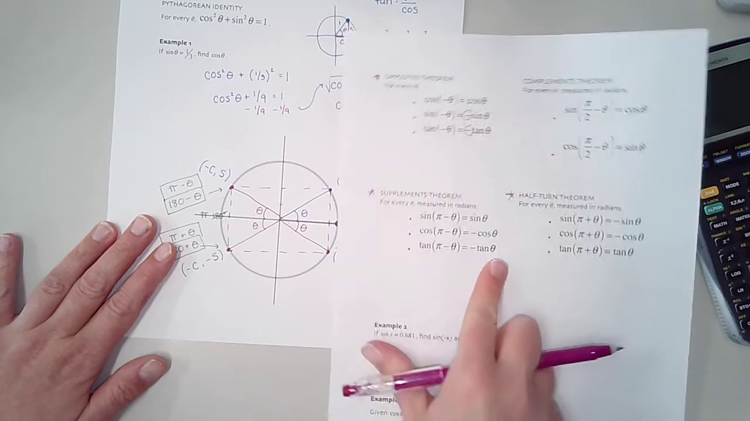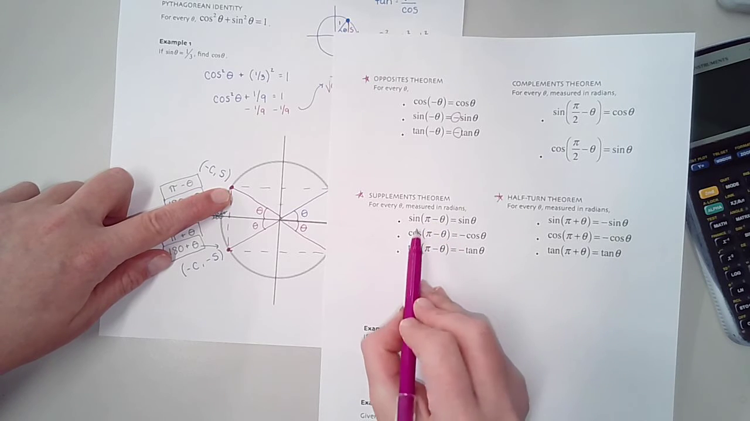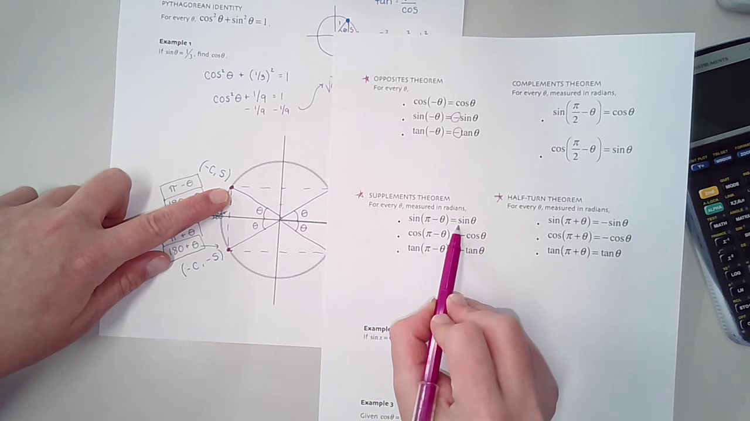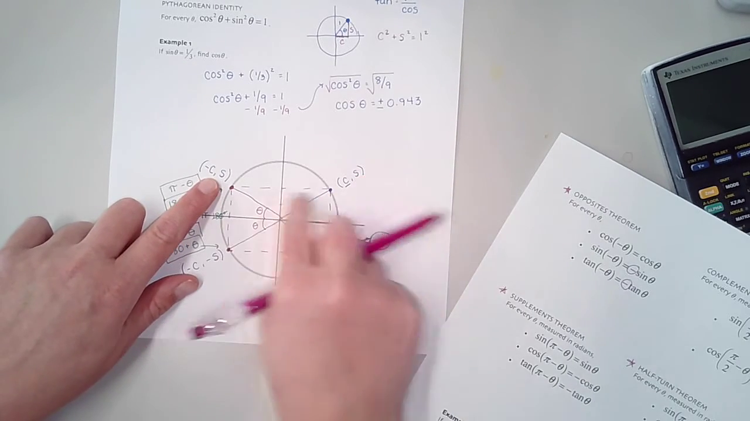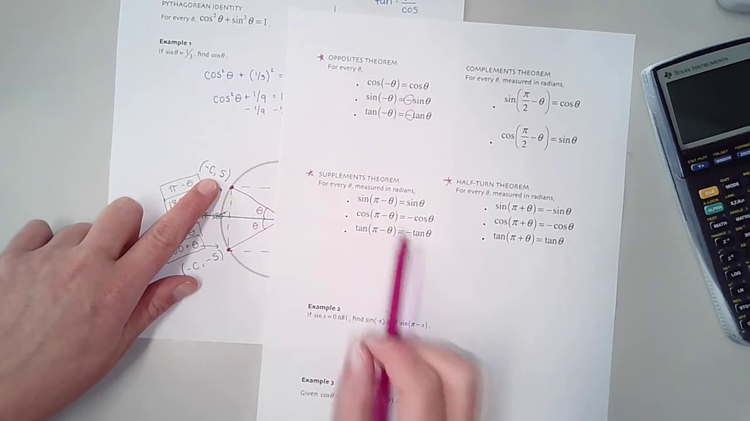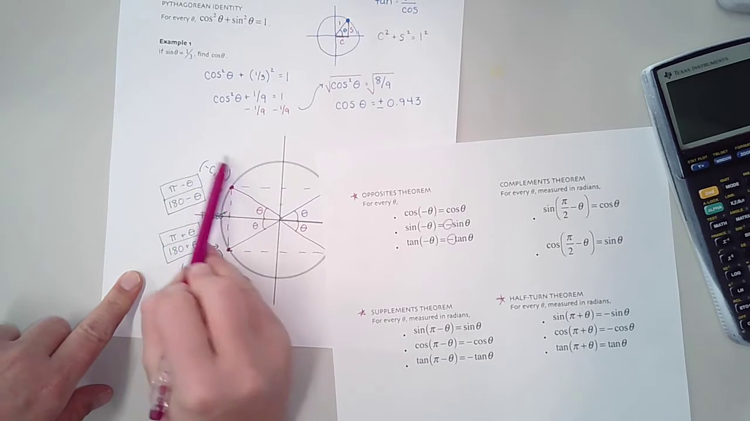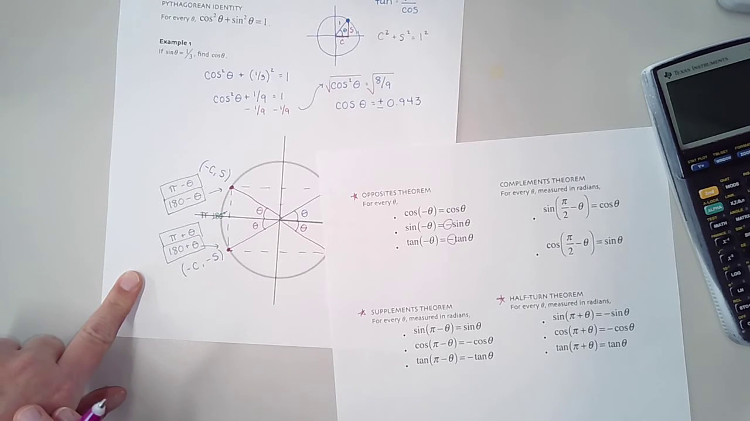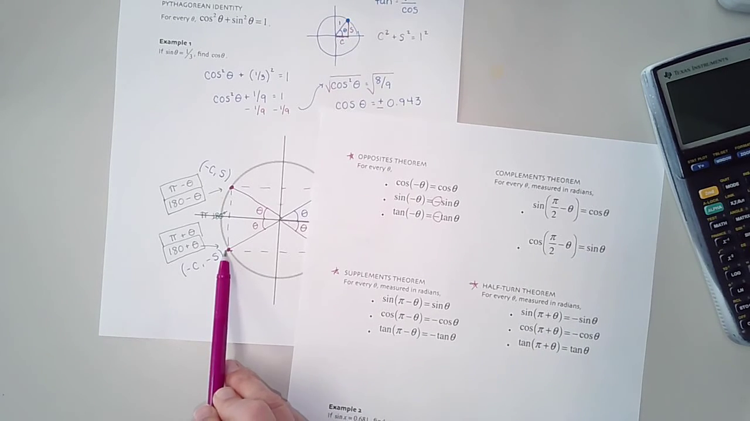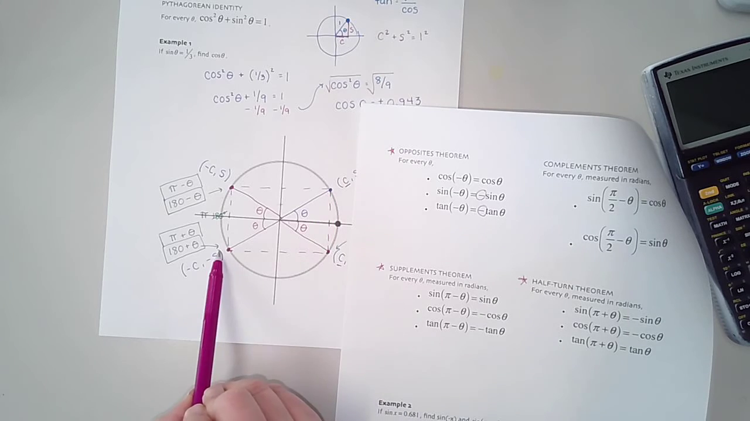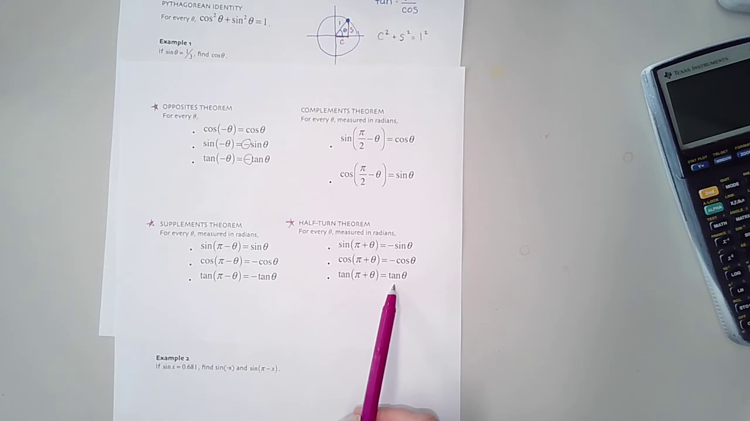The supplement theorem talks about pi minus theta, so that's all focused on this dot over here. When I do the sine of pi minus theta, it stays the same. Sine equals sine, because I'm going straight across the circle this way. But the cosine and the tangent both turn negative. So cosine is negative, and then the tangent at that spot would be negative as well. And then the half-turn theorem is focused on this angle. If I go from this angle down to this one, both the sine and cosine turn negative, but the tangent stays the same.